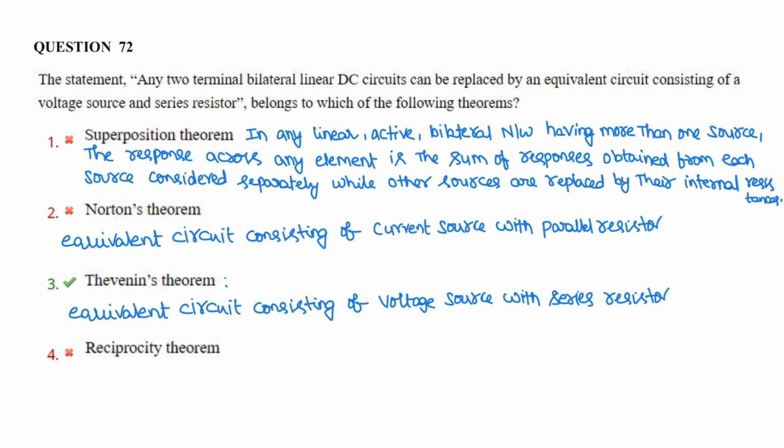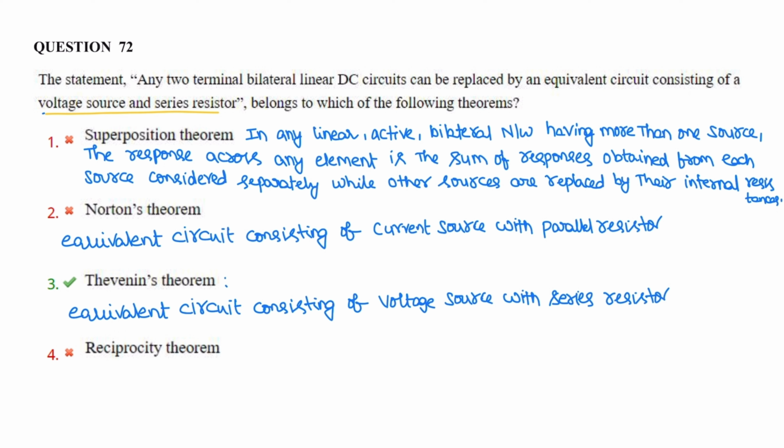Any two-terminal bilateral DC circuit can be replaced by an equivalent circuit consisting of a voltage source and a series resistor. The complete circuit is replaced with a voltage source and series resistor. So the given theorem is Thevenin's theorem. In Thevenin's theorem, the equivalent circuit consists of a voltage source and series resistor. Similarly, in Norton's theorem, the complete circuit is replaced with a current source with a parallel resistor.